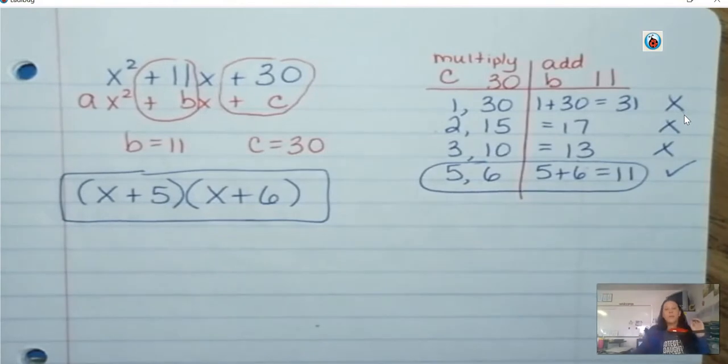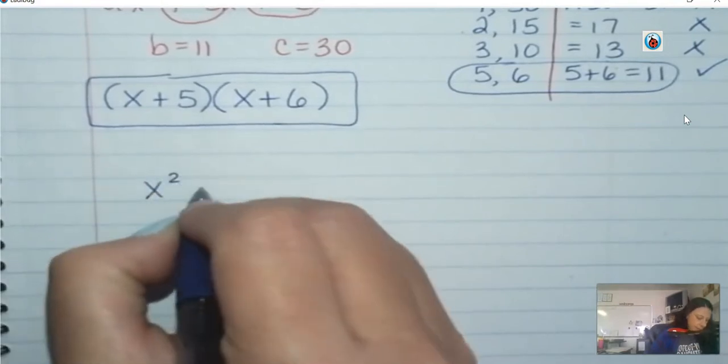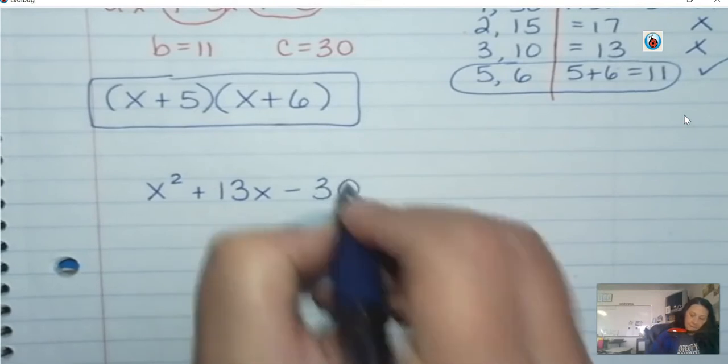Okay, the tricky part is when there's a negative. So if I have an example like x squared plus 13x minus 30.